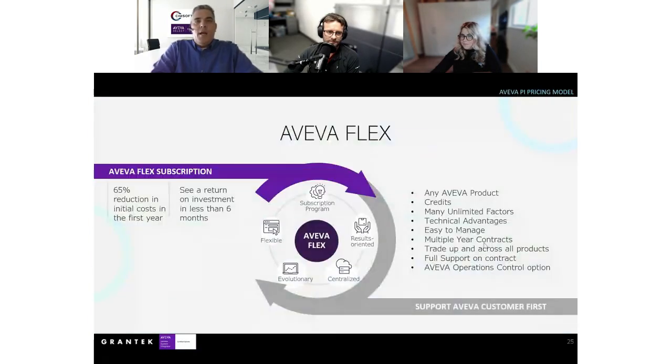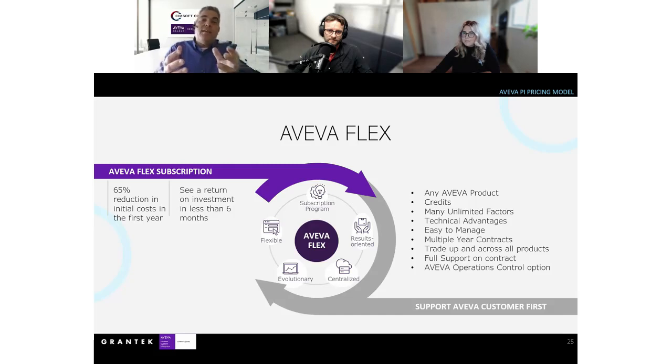Sure, no problem. So AVEVA Flex is not a new product by any means. It's probably been around for about 5 years, and what it is, is the ability to have all of the AVEVA portfolio in kind of like a credit system that allows you to trade up, trade over. Literally trade in a SCADA product, replace it with a PI product, or vice versa, without coming to the commercial offering and asking for it.